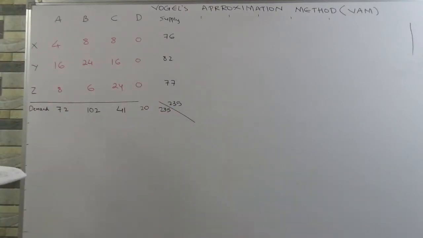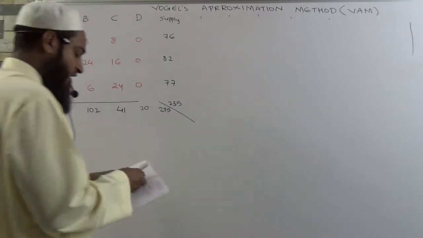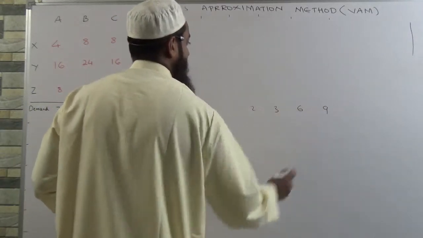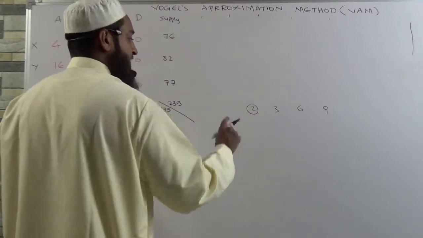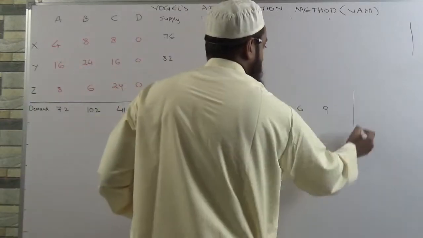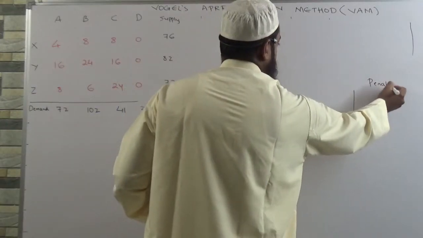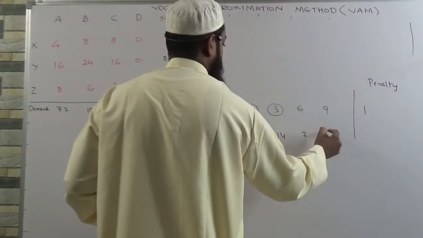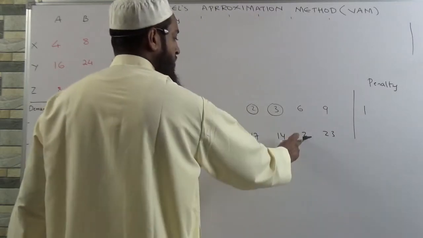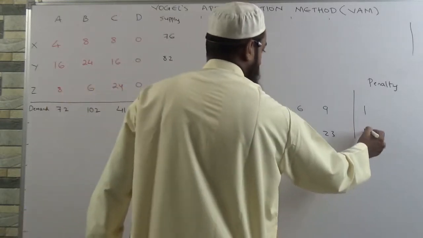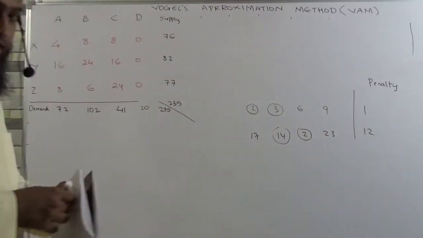Okay, let's start. So we all know how to calculate penalties in Vogel, right? So I'll just take a small drill. Let's say, assuming 2, 3, 7, 9, which is the smallest number? 2. Which is the next smallest number? 3. The difference between them? 1. This is called the penalty. Okay. So what's the penalty over here? Smallest number? 2. Next smallest number? 14. Difference between them? 12. So likewise, you can calculate the penalties.